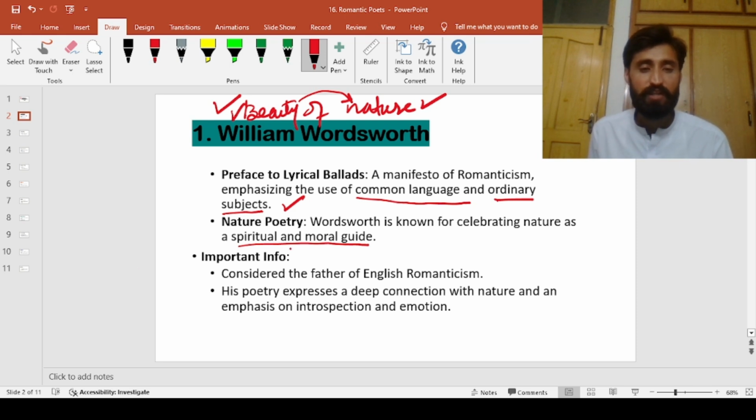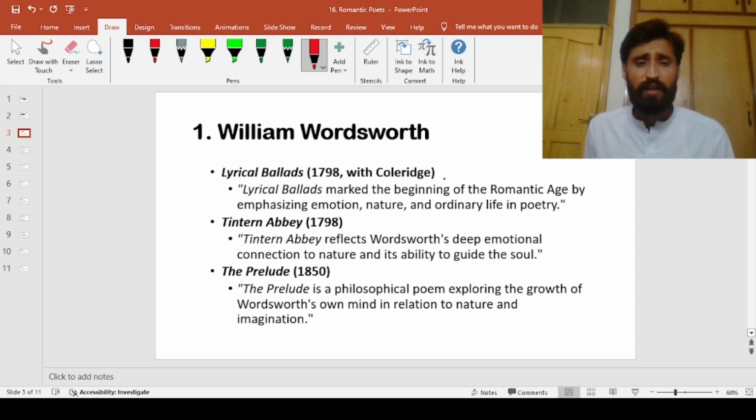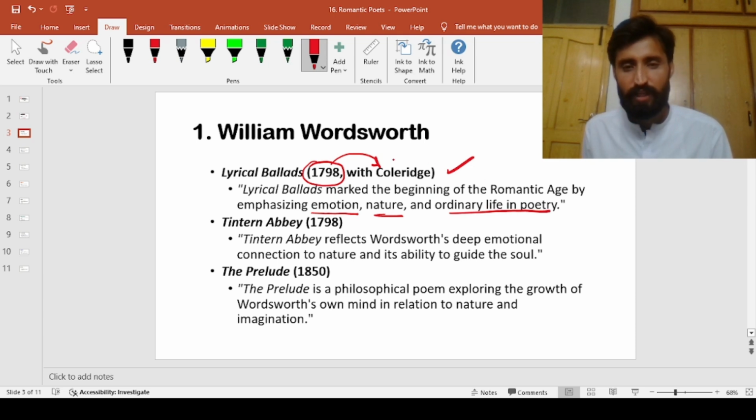Now, important information about William Wordsworth. Considered as the father of English Romanticism, his poetry expresses a deep connection with nature and an emphasis on introspection and emotion. So he was all about natural beauty and nature, right? Now, his famous work is Lyrical Ballads, written in 1789 with his friend S.T. Coleridge, marked the beginning of the Romantic age by emphasizing on emotion, nature, ordinary life in poetry, right? So it marked the beginning of Romantic age, right?